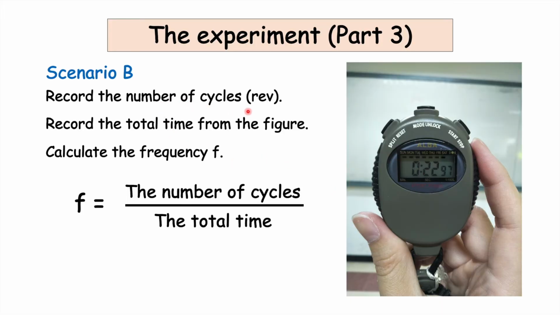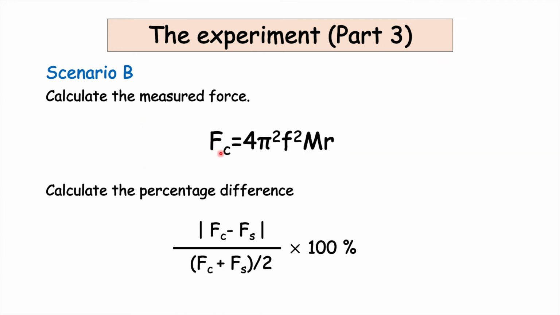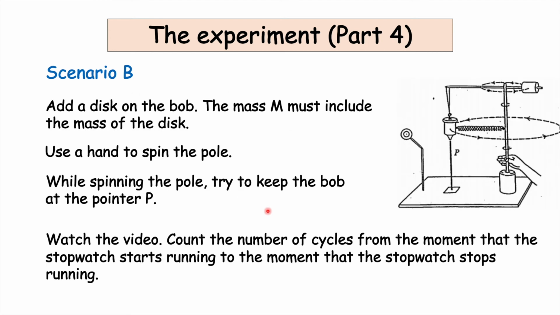Record the number of cycles, record the time, find the frequency. Calculate the measured force, which is the centripetal force, using this formula, and also calculate the percentage difference. The last part is just to add one more disc on the bulb here. So the mass m must include the mass of the disc.